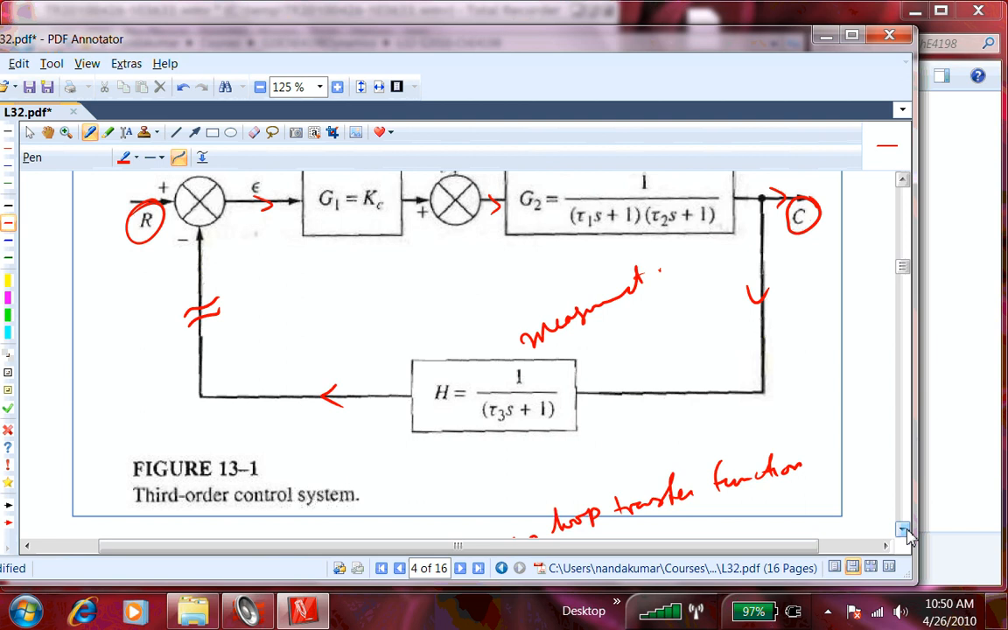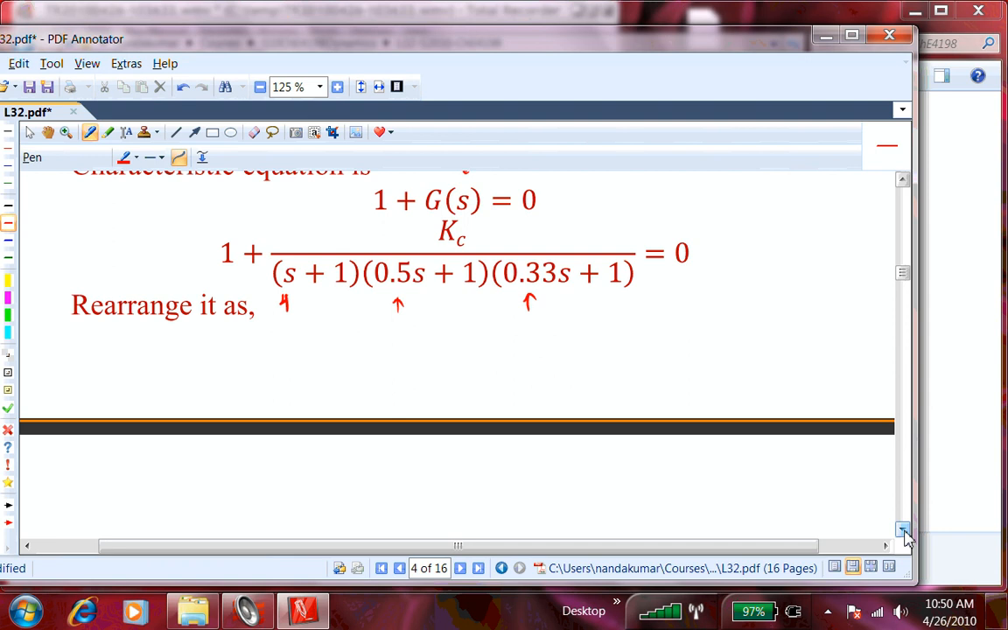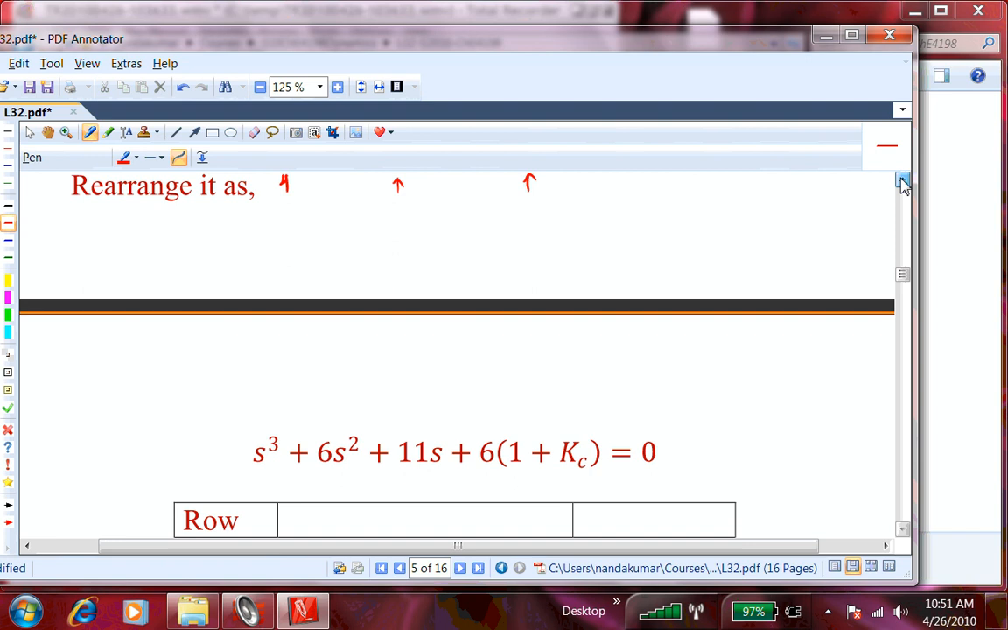So that is going to give you 1 plus Kc divided by (s plus 1)(0.5 s plus 1)(0.33 s plus 1). These are the numbers that are given to you. The time constants are 1, 0.5, and 0.33. Okay. So that's the first step. Formulate the characteristic equation. The second step is simplify it and extract the polynomial from that. When you simplify it, what you need to do is just multiply throughout by the denominator, separate it out, and leave Kc as a symbol.